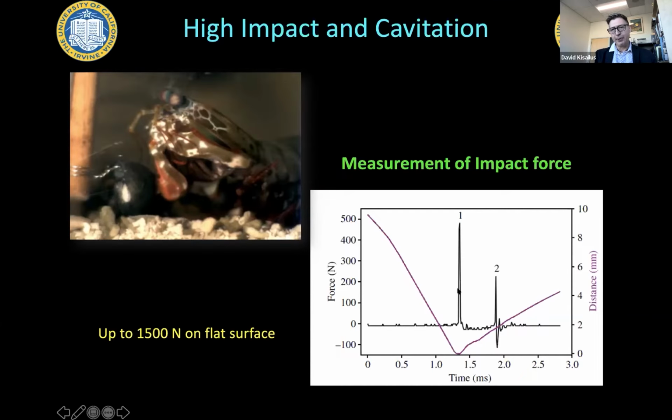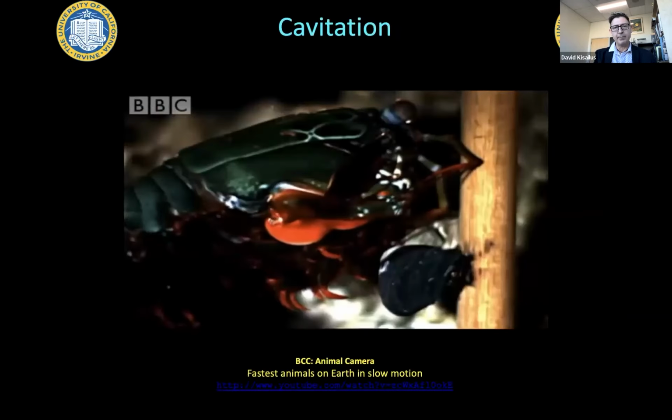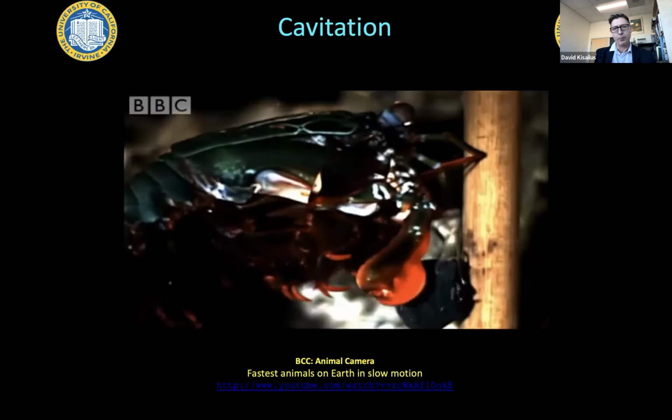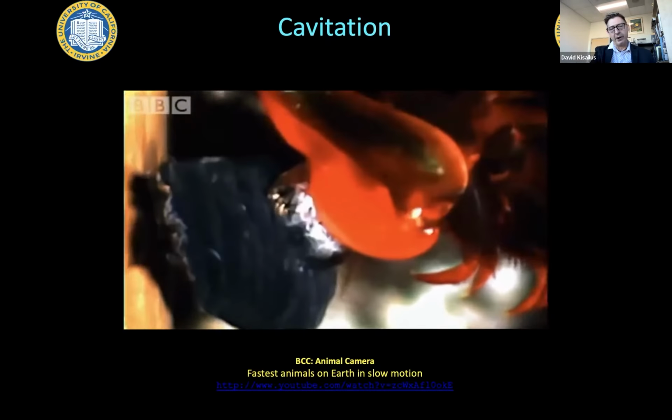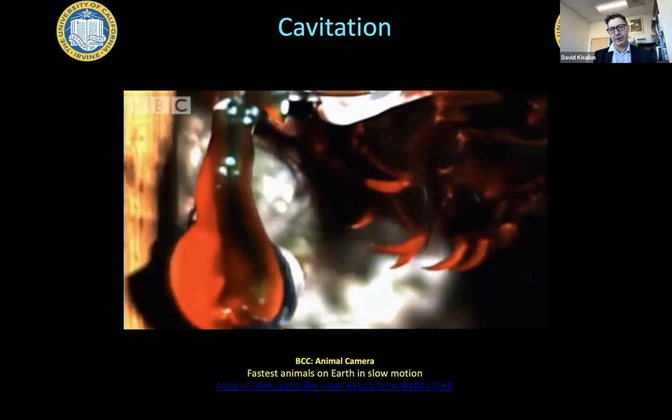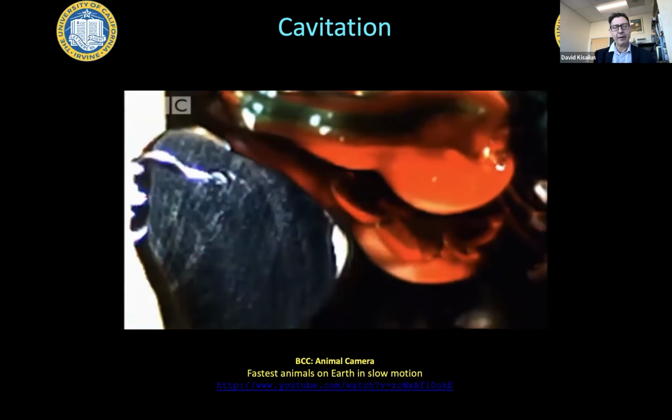But notice after this first impact, 300 pounds of force from the first strike, there's a second type of impact here. It's not actually from the contact of the club to the prey. It's because the mantis is going so fast underwater, it's shearing the water and boiling the water. It's actually creating what we call cavitation.